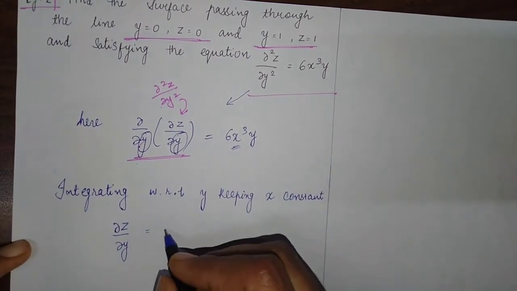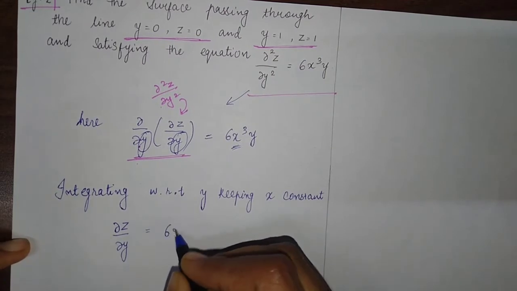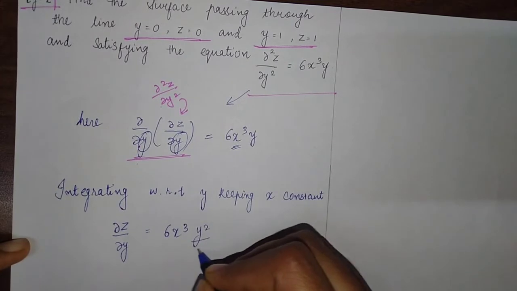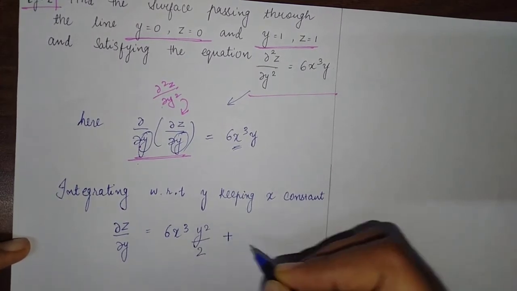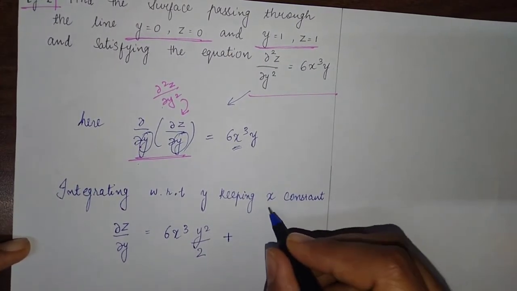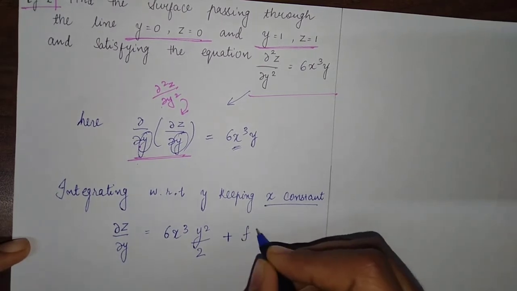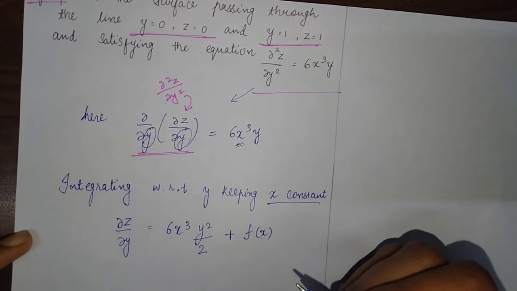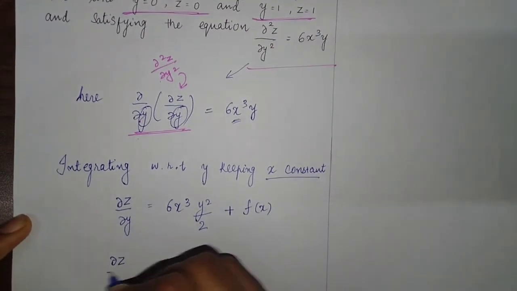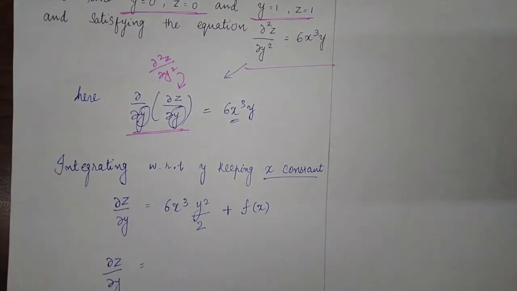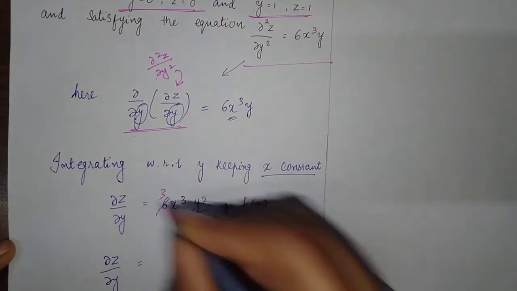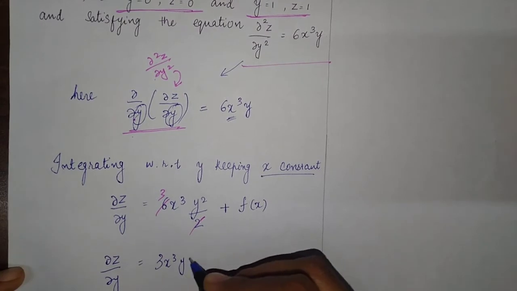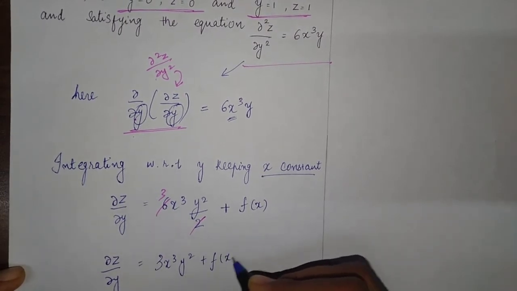integration with respect to y. So 6x cube will remain as it is, and integration of y will be y square by 2. Plus, you have to add the constant. So here x is constant, so here we will write f of x. And if we solve it further, then this term will get cancelled, so we will get 3x cube y square plus f of x.